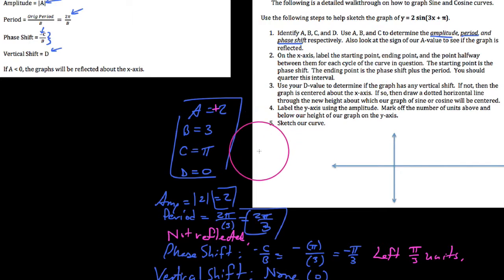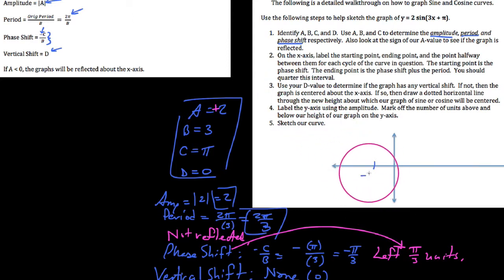So when we look at this, we say the starting point is going to be equal to our phase shift. This is the place where we shifted to. So we're going to go left pi thirds units. I'm going to call this left pi thirds or negative pi thirds. So now I mentioned this. We're going to go out to the end, the ending point, which would be the beginning point. Let's label this. We say beginning point.